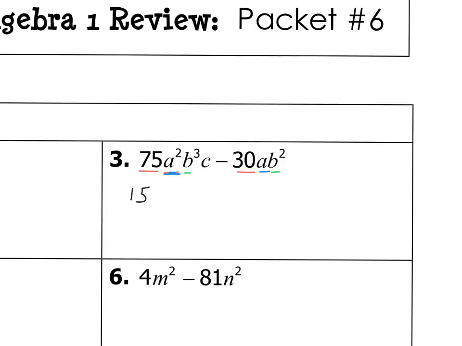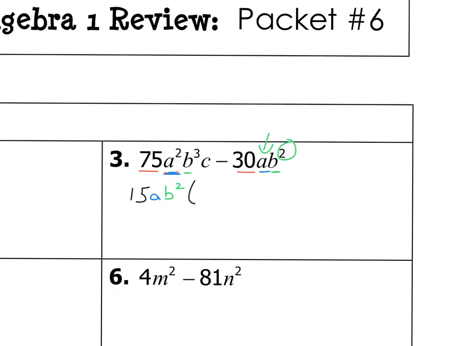How many A's can we take out? Well, the variable that has the lowest exponent is the amount of A's that we could take out. So that would be A to the 1st power, so we can only take out 1 A. How many B's can we take out? I hope you can see that we could take out 2 B's. We can't take out any C's.